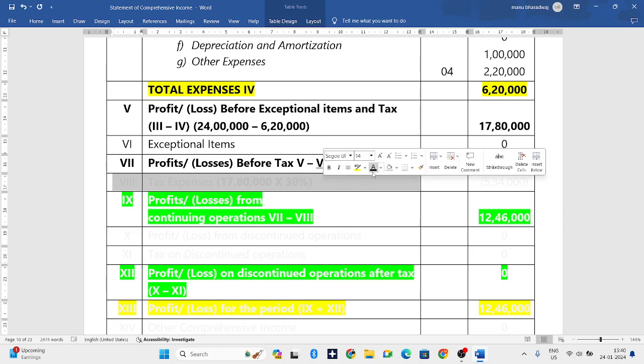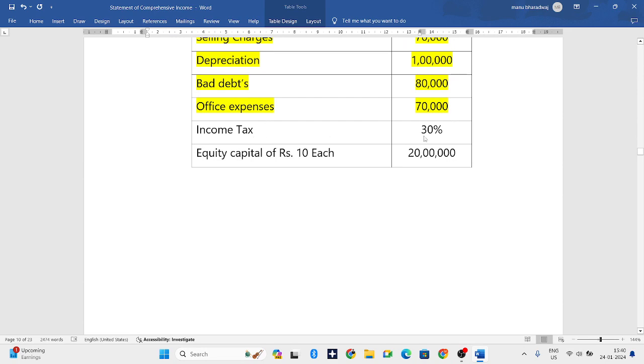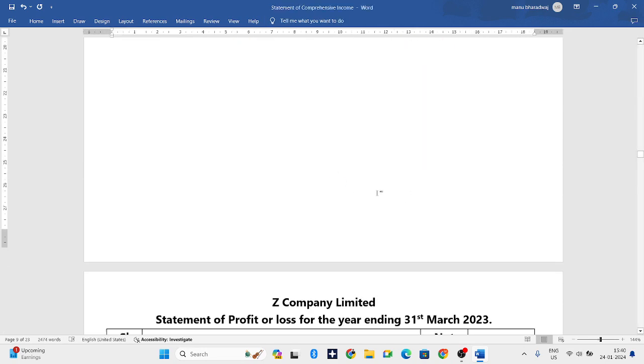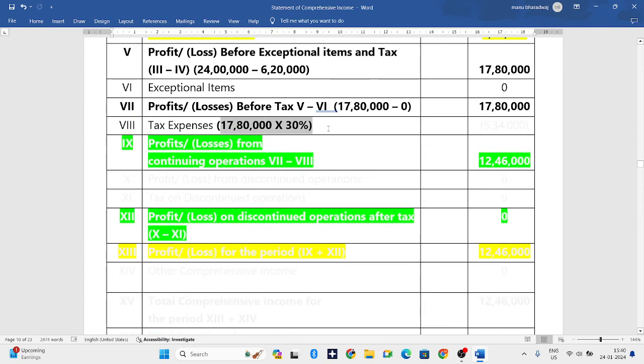Now we need to charge the tax expenses. So in question they have given that income tax is at 30%. When they have told it is at 30%, we need to charge 30% of tax. So 17 lakh 80,000 into 30% when you charge, you will get 5 lakh 34,000.